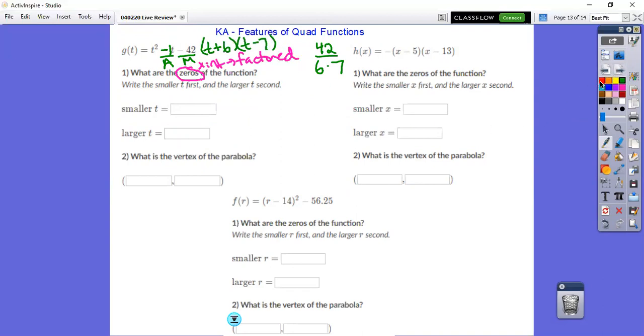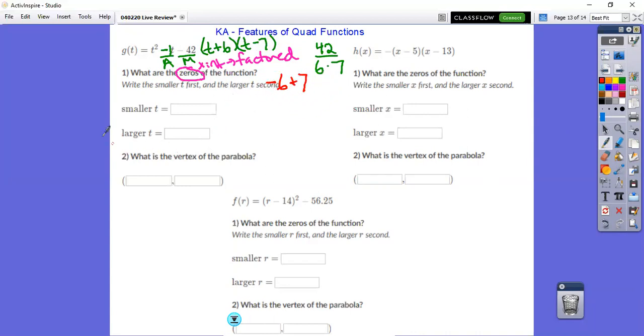Now, the problem a lot of you are going to have, if you're not writing notes, is you get stuck here, because you think your two zeros are six and negative seven, but that's not true. This is my factored form, which means if I want this to be equal to zero, my zero is actually negative six, and my other zero is actually positive seven. So make sure you realize that.